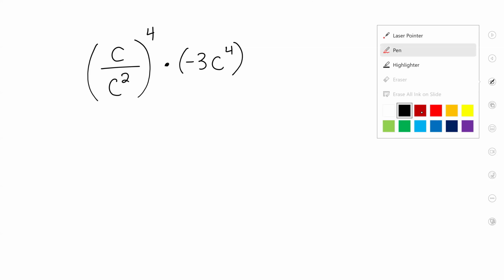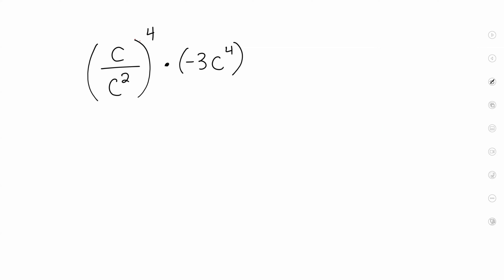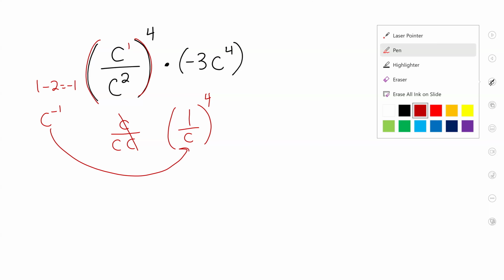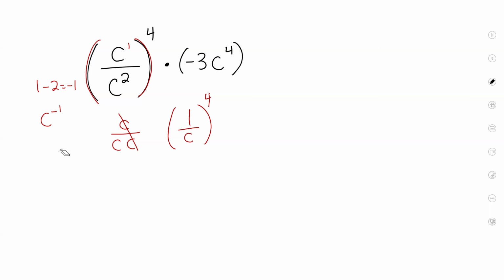Last one. You can always simplify inside of the parentheses first. So I have C over C squared, that's 2 C's. Those cancel out. So I'm left with just 1/C. That's the inside simplified. You can also think of it as 1 minus 2 is -1. So C to the -1, and then you bring it to the bottom. You can also think about it that way. Okay, and I'll bring down the rest of the problem times -3C to the power of 4.